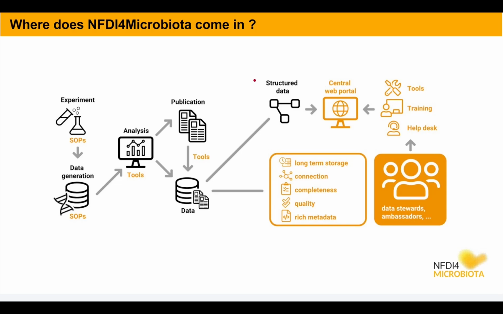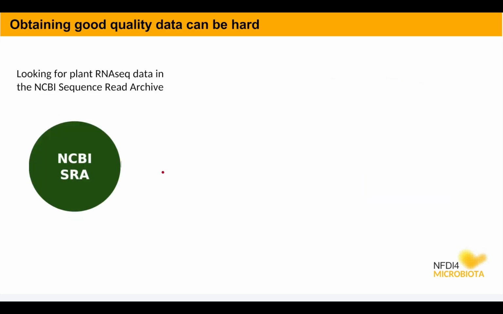Via this, we also provide tools, trainings, and also help desks to help users that have problems with the stuff. All of this curated by people, humans, by data stewards and ambassadors, as we call them. And they also manage the long-term storage of the data, connected with publication, check it for completeness, for quality, and also for metadata, which is one of the most important parts of this, because without a proper description of what this data is, how it was created, and maybe even why, you can't really use it.